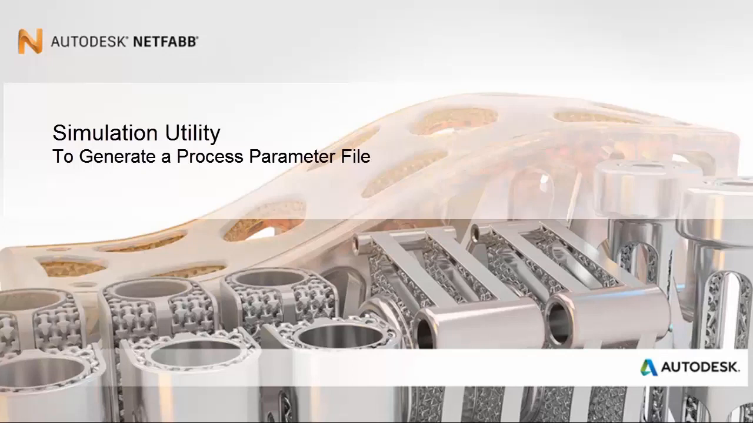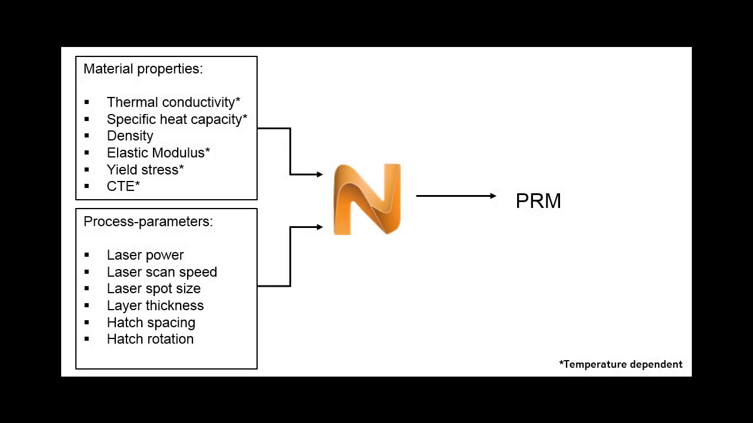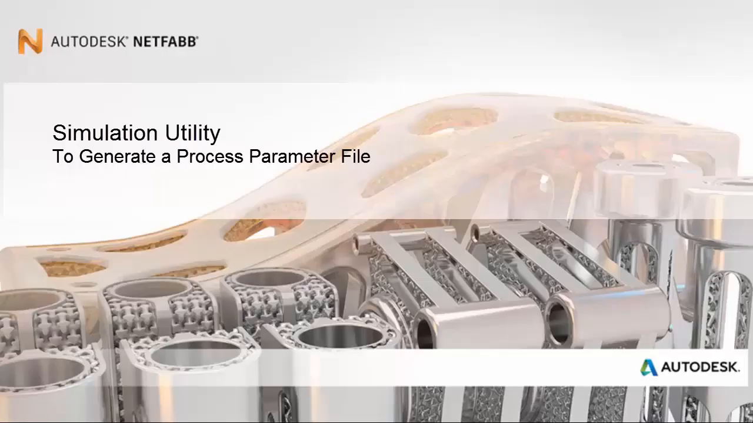As explained more fully in the first tutorial, the process parameter file, or PRM file, records the physical properties of a specific build material, such as its density and thermal conductivity, along with the process parameters of the build machine, such as laser power and scan speed. So whenever we use this same combination of material and process parameters, the PRM file can be reused to provide the input data for simulating thermal and mechanical response of a manufactured part.